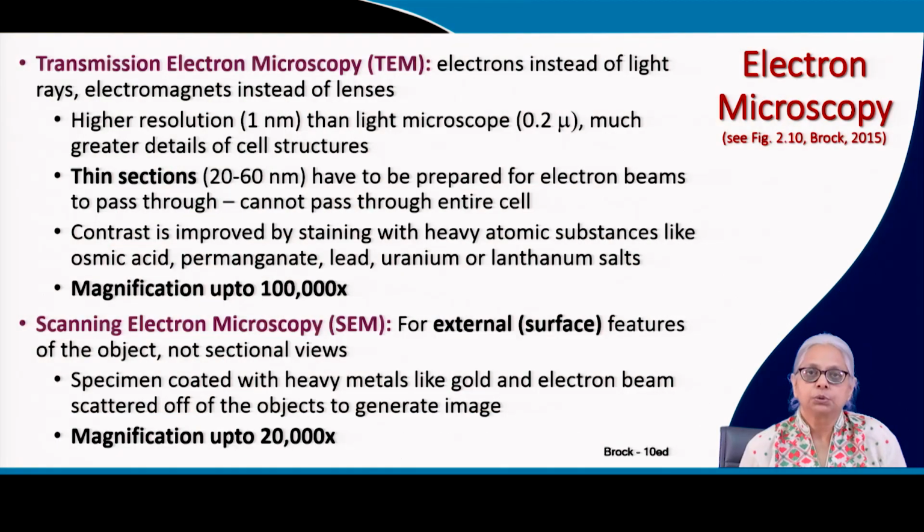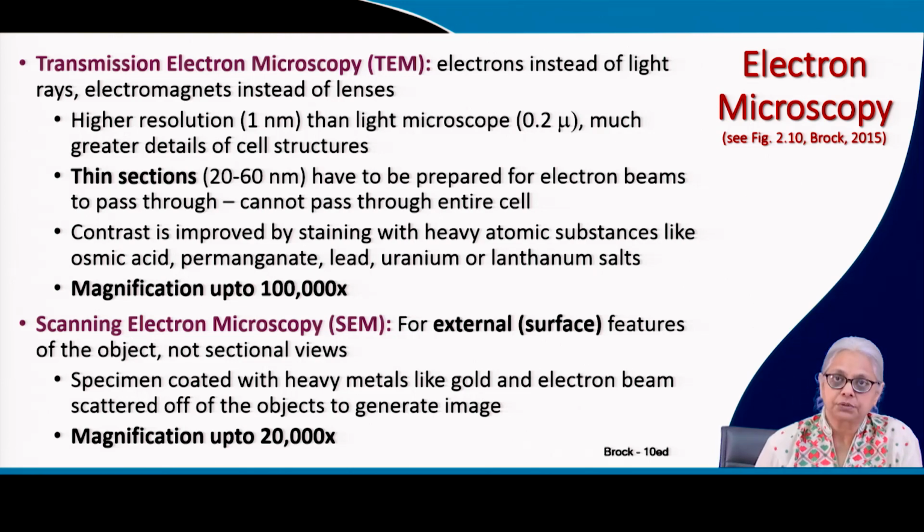Okay, then we come to another major advancement in microscopy, and that is the use of electron microscopes. Now, within electron microscopy, we have two major types of microscopes. One is scanning electron microscopes, and the other is transmission electron microscopes. In both, electrons are used instead of light rays, and electromagnets are used instead of lenses.